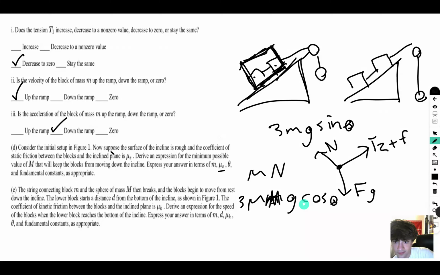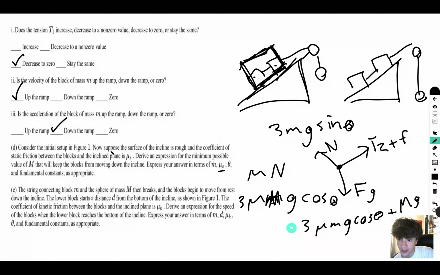So we'll have 3 mu mg cos theta plus big mg, and then on the other side we have the gravitational force, which is dragging it in the other direction, the horizontal component, which we have discovered is mg sine theta. In this case we're talking about this block of mass 3m, so we'll have 3 mg sine theta.